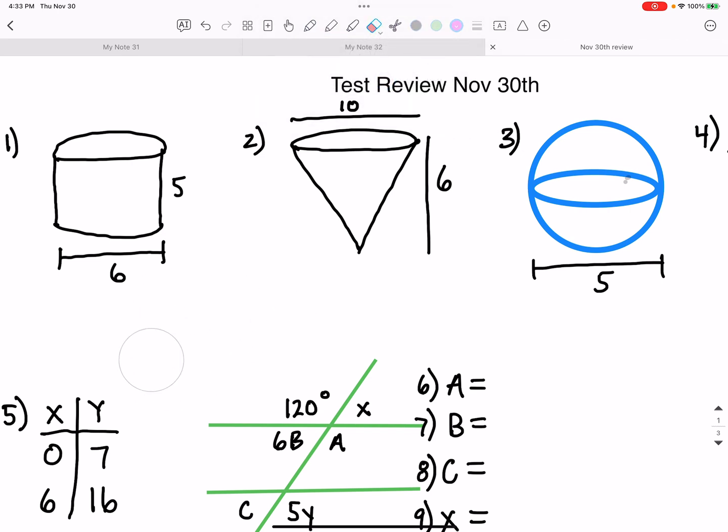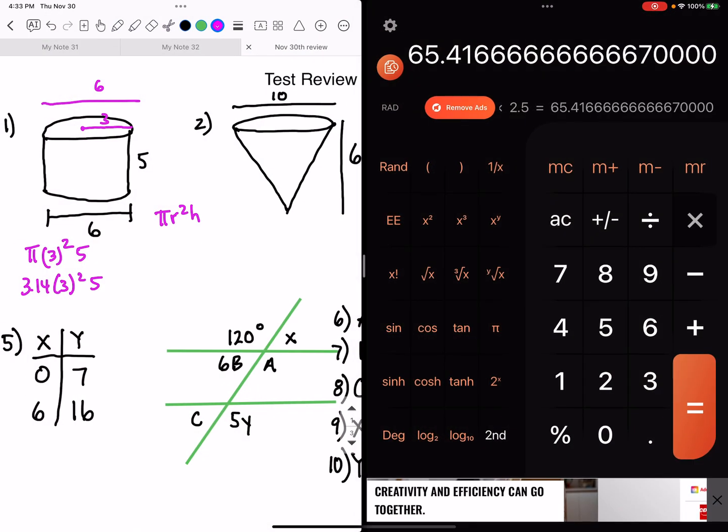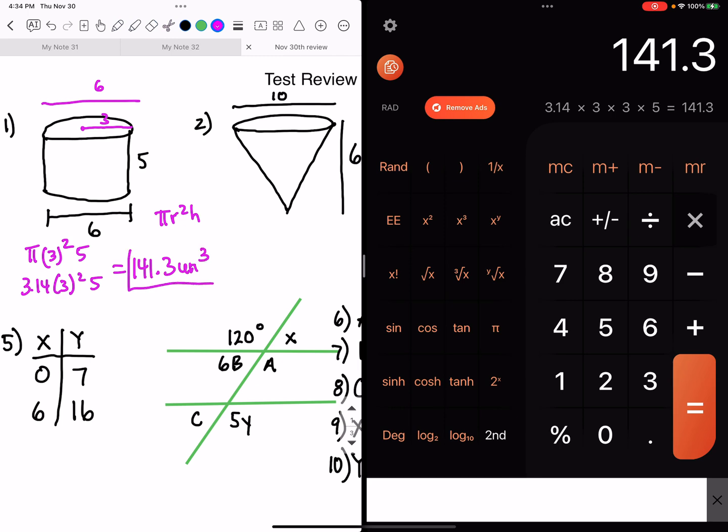Now, I don't need the 6. We talked about this. A radius is only halfway, so I don't need the full 6. I just need the 3. So pi, the 3 is the r squared, pi r squared height, pi r squared times 5. So 3.14 times 3 twice times 5. Okay, so if I take my calculator up, there we go. 3.14 times 3 times 3 times 5 is 141.3 units cubed, which means 3D units.